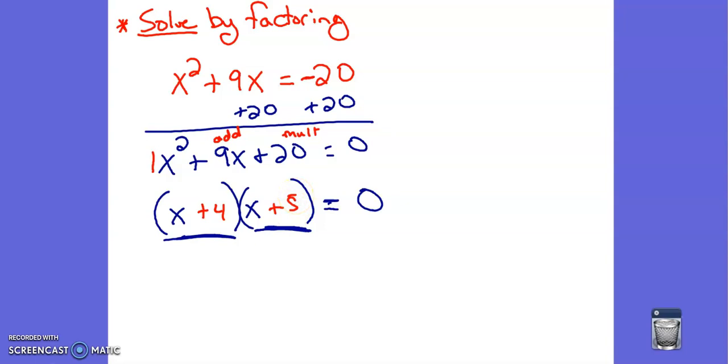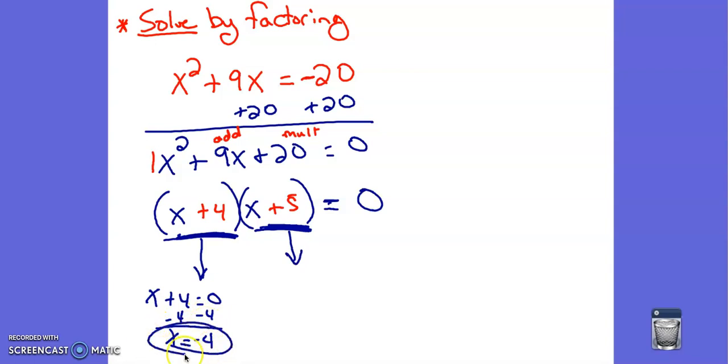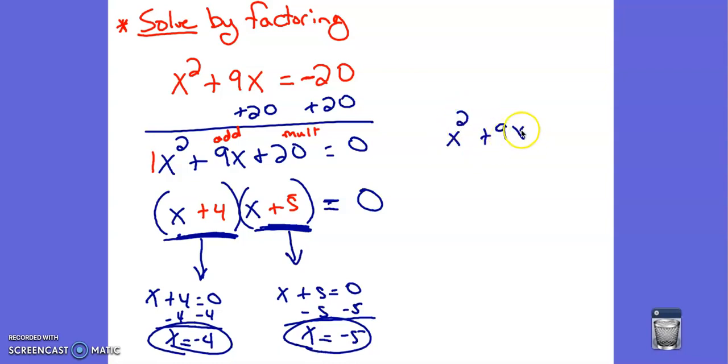And then all you have to do from there is, again, I have something times something equals 0. That means one of these has to equal 0. So you're going to take x plus 4 equals 0, and you're going to solve it. So x equals -4. x equals -5.